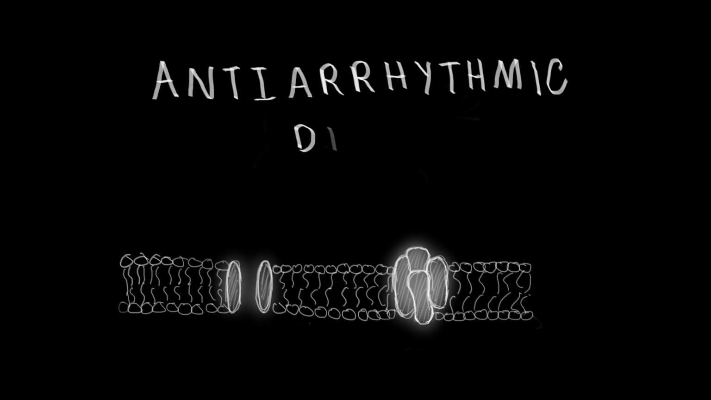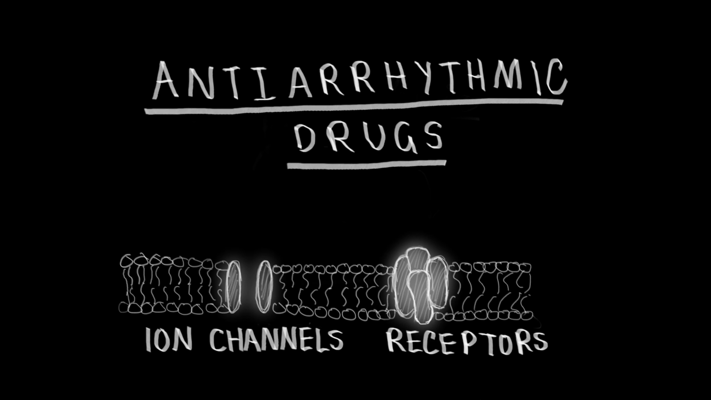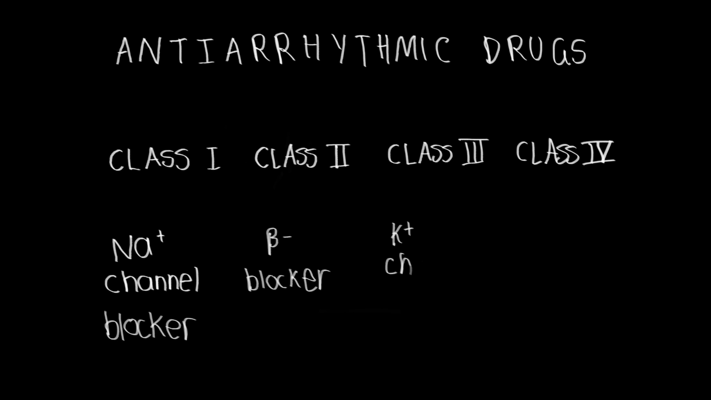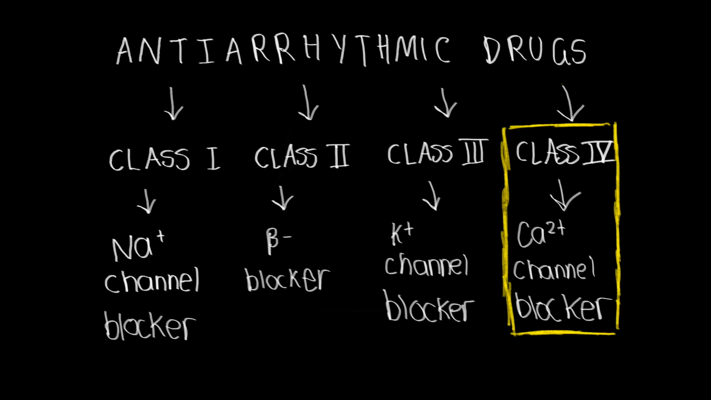Luckily, there's a remedy for this: antiarrhythmic drugs. These are the most common form of treatment as they are non-invasive and have a wide diversity of targets by modulating ion channels and receptors. There are four main classes of drugs that affect the action potential of cardiac cells, but today we will turn our attention to class 4 drugs which target and block calcium channels. These are often the drugs of choice as they rapidly provide rate control of the heart.